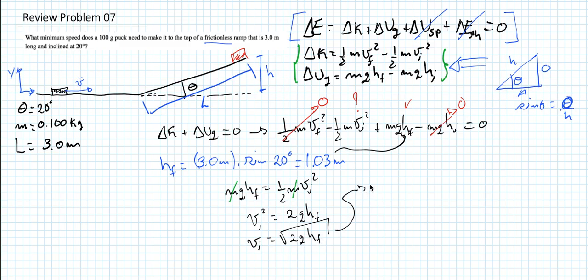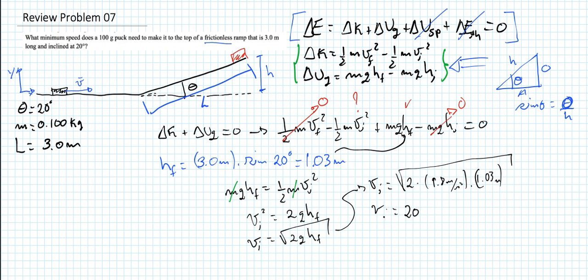Well, let's calculate that. Let's plug in the numbers. So it's going to be 2 times 9.8 meters per second squared times 1.03 meters. Agree? And this will be the square root of everything. So the initial velocity, let's calculate. Let me get my super hyper calculator here. So it's going to be 2 times 9.8 times 1.03. That will be 20.